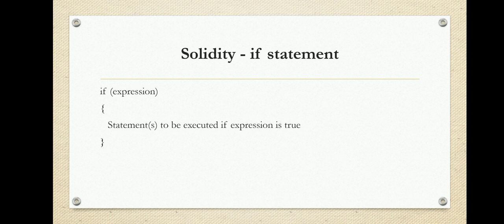We know about the execution types: sequential execution in programming, as well as conditional execution. Based on a condition, a set of statements will be executed and some statements will be skipped in conditional control statements. We have control statements like if else, switch, and nested if.